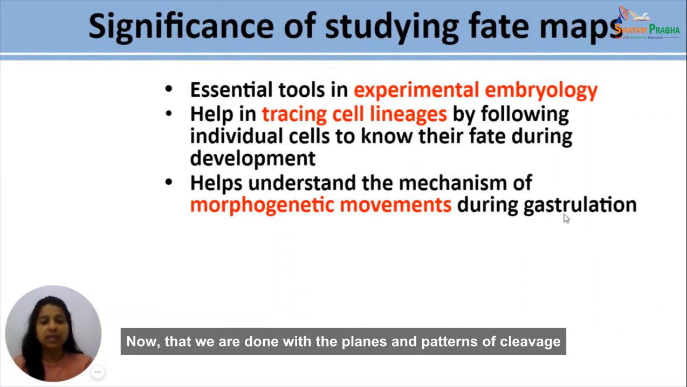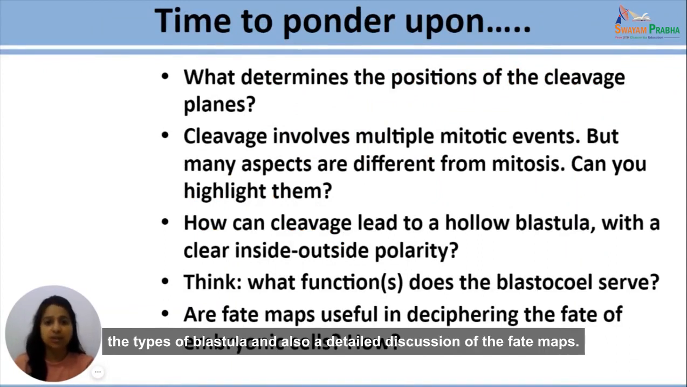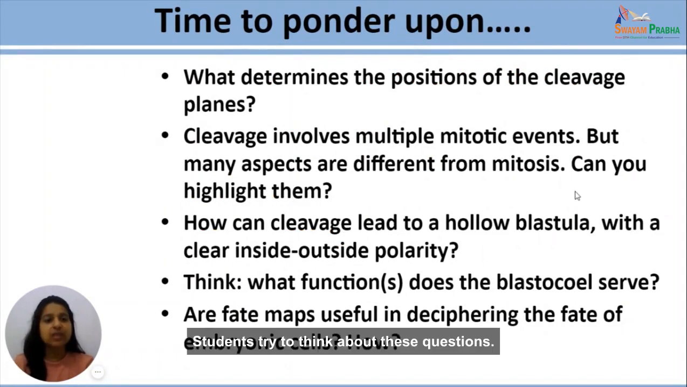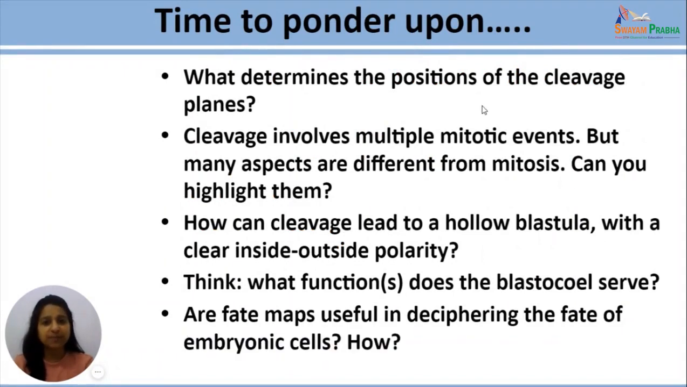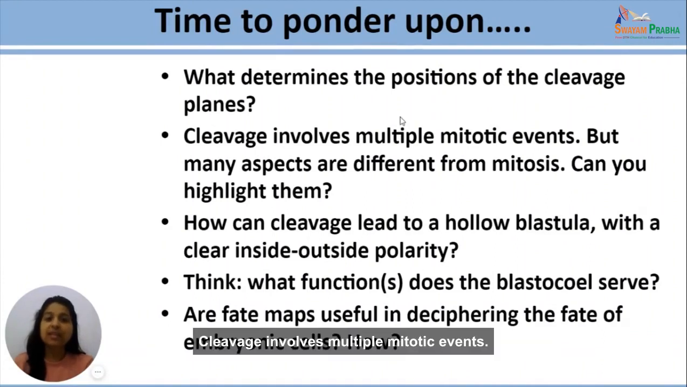Now that we are done with the planes and patterns of cleavage, the types of blastula, and also a detailed discussion of the fate maps, students try to think about these questions. What determines the positions of the cleavage planes? Cleavage involves multiple mitotic events, but many aspects are different from mitosis. Can you highlight those aspects?